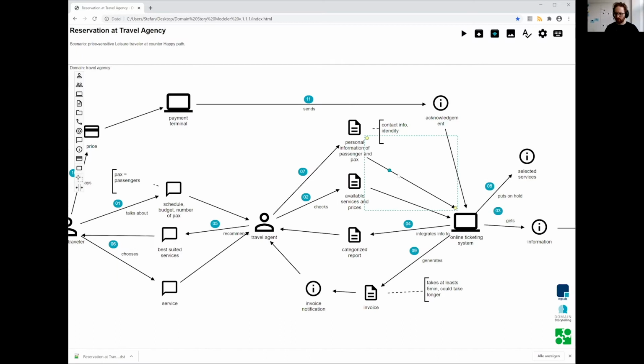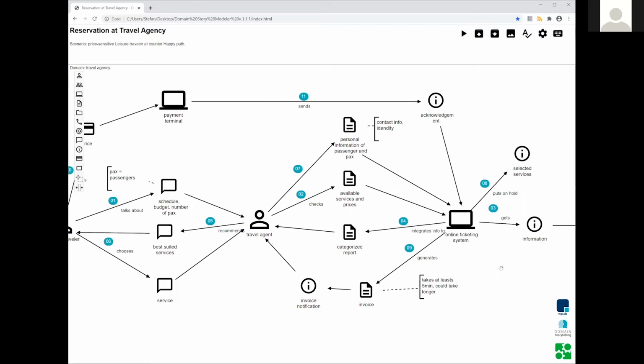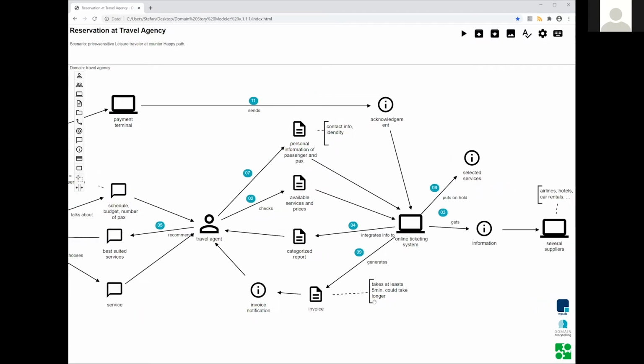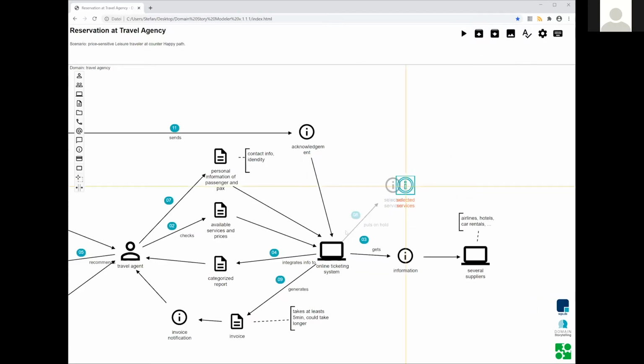Then there's an acknowledgement, and now the online ticketing system knows that it's paid for. Why does it need to know that? Because when the payment is due, the system generates the PNR. And when the PNR is registered, we can say that the reservation process is finished.